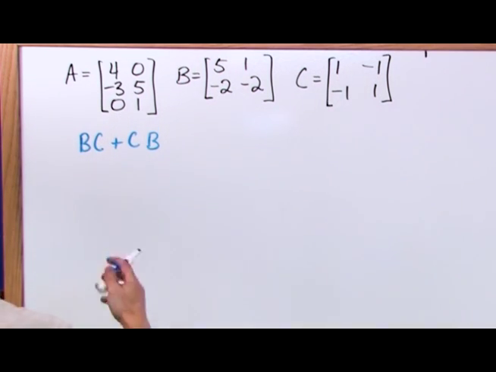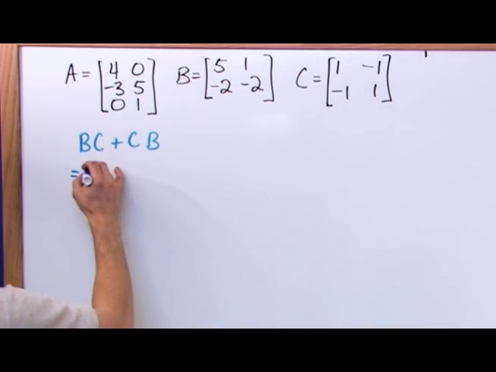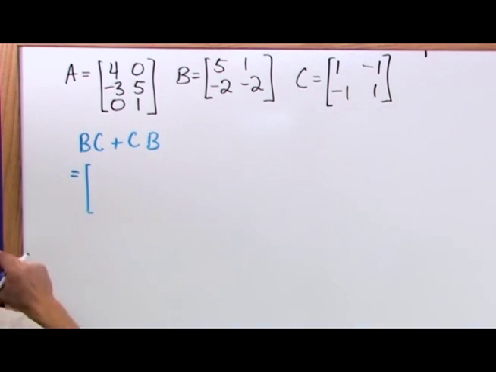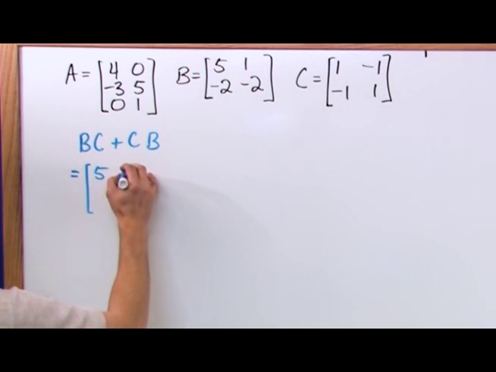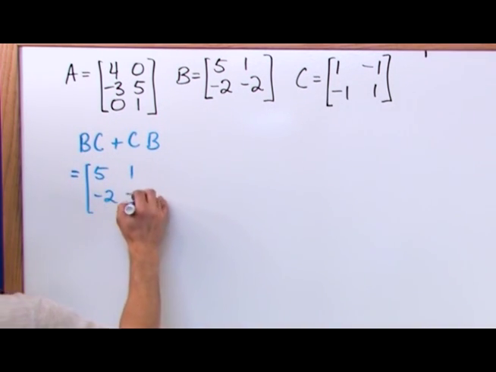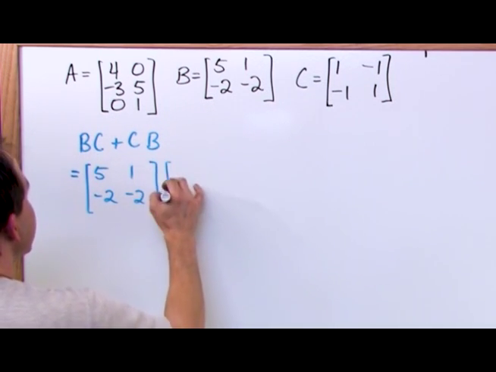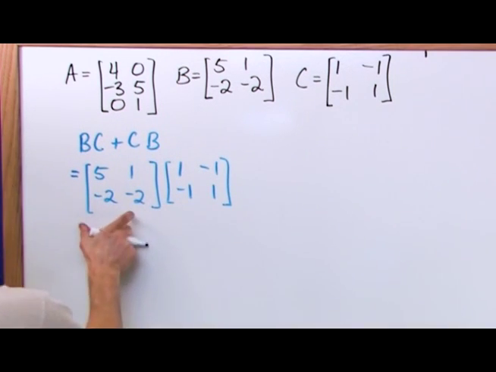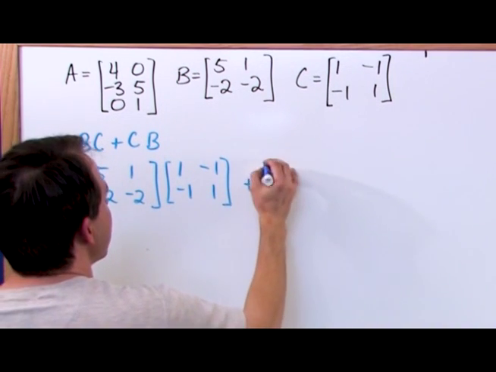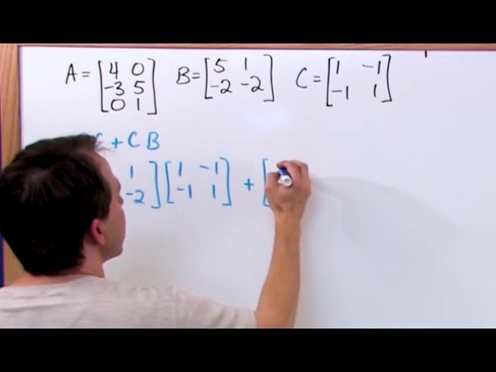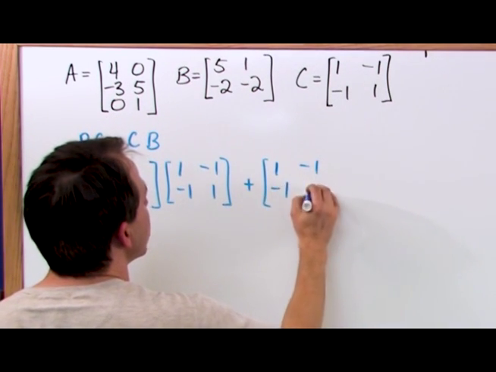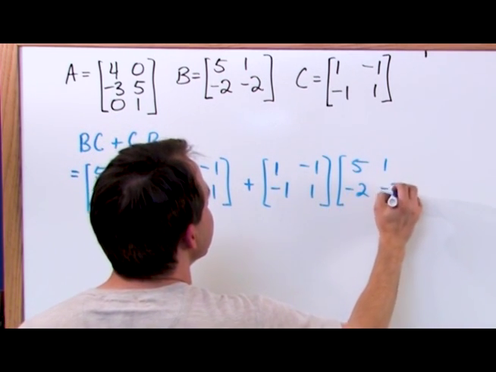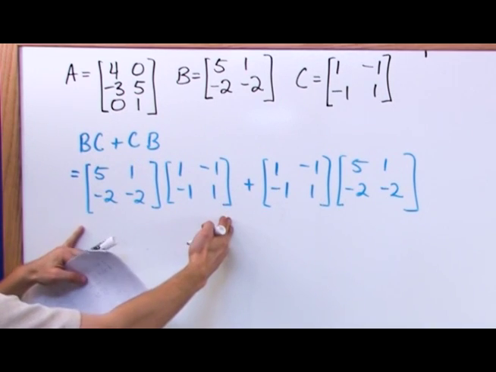So the way I'm going to do that is we're going to say equals, what we're going to do is we're going to find B times C. So let's go ahead and write B times C down. Make sure we have our things written here. B is 5, 1, negative 2, negative 2, okay? And C is 1, negative 1, negative 1, 1. This is B times C, and then we're going to add to that, hopefully, C times B. So we're going to have 1, negative 1, negative 1, and 1 times B, which is 5, 1, negative 2, negative 2.